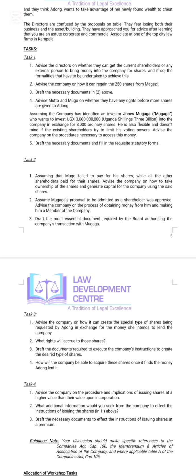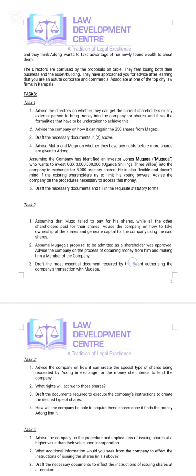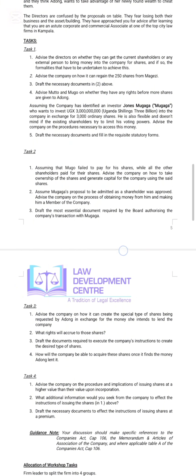Advise the company how it can regain the 250 shares from Magezi. This is issuing a call on shares and then forfeiture. So you call Magezi to pay for the 250 shares, and if he does not, you forfeit. Draft the necessary document. It's going to be a call on shares.